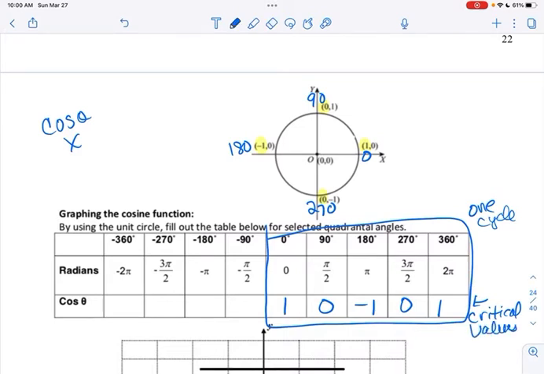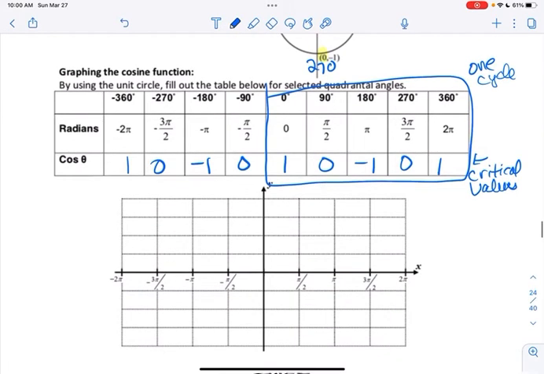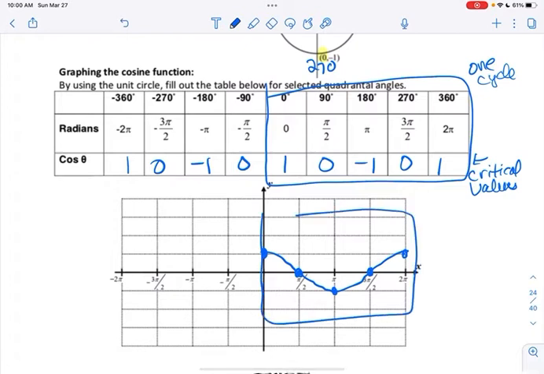Now I can go in the negative direction and it would just repeat themselves really. So this would be 0, -1, 0, and 1. So to graph these this time, cosine of 0 is 1, pi over 2 or 90 is 0, pi or 180 is -1, 3 pi over 2 is 0, and 2 pi is 1. So it starts at 1, but it's still that curve. It's called a wave. This is one complete cycle.